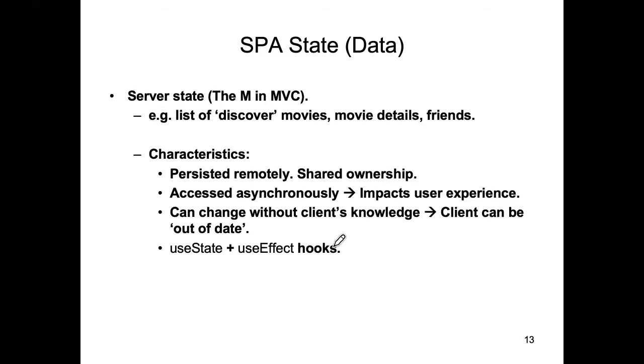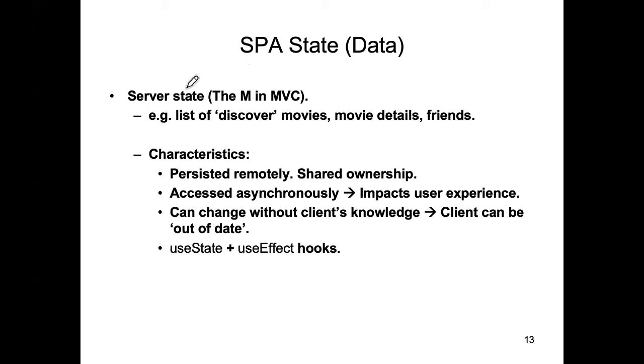The other type of data is server state. This relates back to the M part of MVC. In the very first lecture I gave you, I said React does not care about M. It only cares about V. But there is always an M part to your app that's running in your browser. So something has to manage the server state data, and that's where we're going with this.